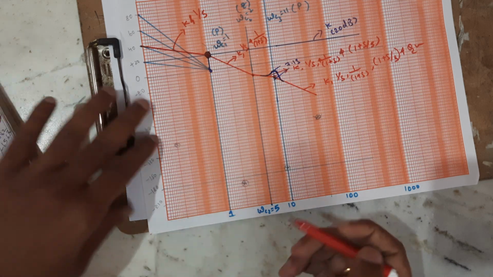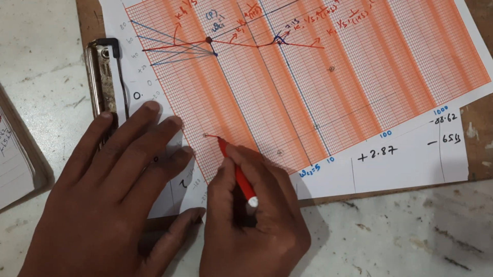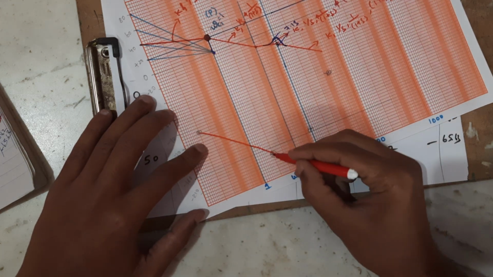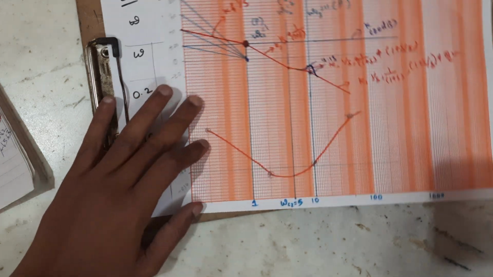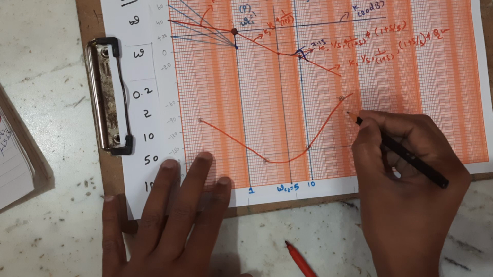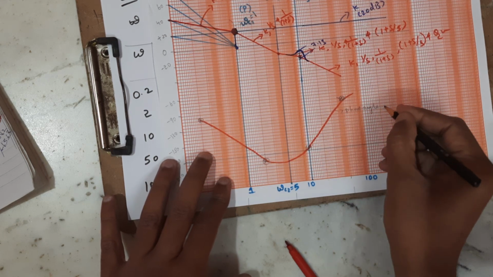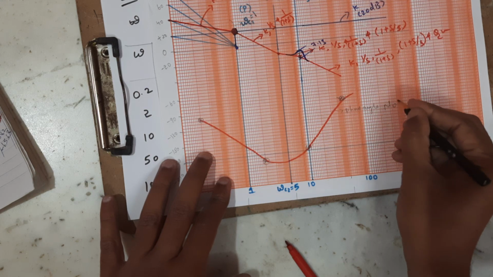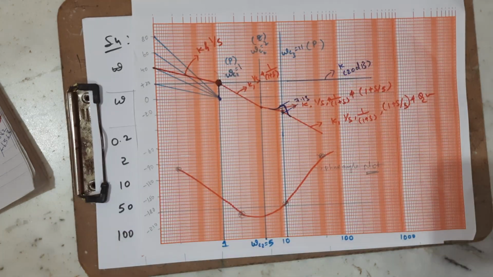So now I am going to draw the graph. Connecting the various points with a smooth curve, from here to here, then it will gradually go like this. So this is a phase angle plot. What next? Now we need to find out the omega GC and omega PC for this.